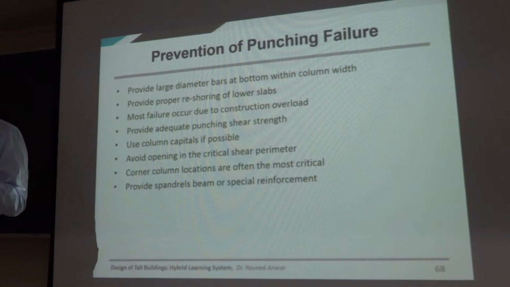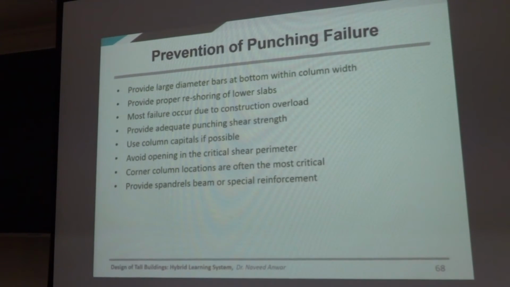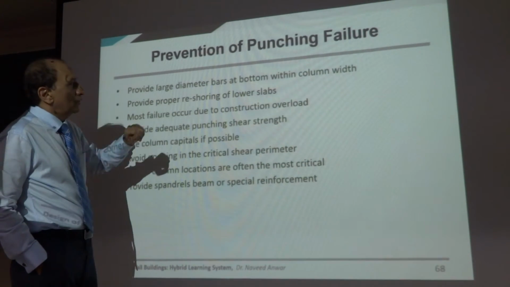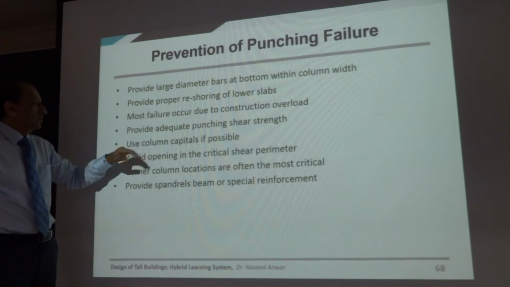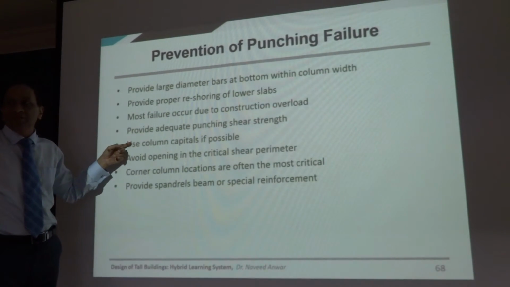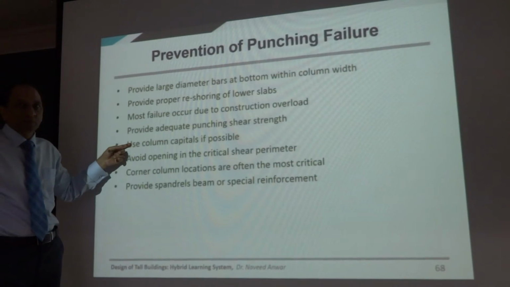So to prevent falling down, we can provide big bars at the bottom of the slab or over the column so that in case of failure, it supports the whole weight of the slab. That's very important, it's part of the code now. Provide proper reshoring of floor slab. Most failure occur during construction. Provide adequate punching strength. Use column capitals. Very most effective is column capitals. If you can use column capitals, it will solve the problem quickly.